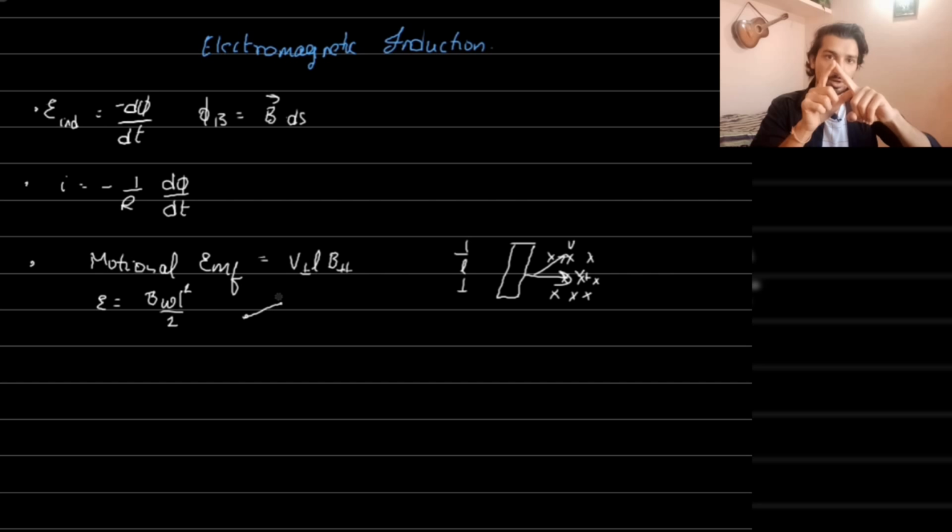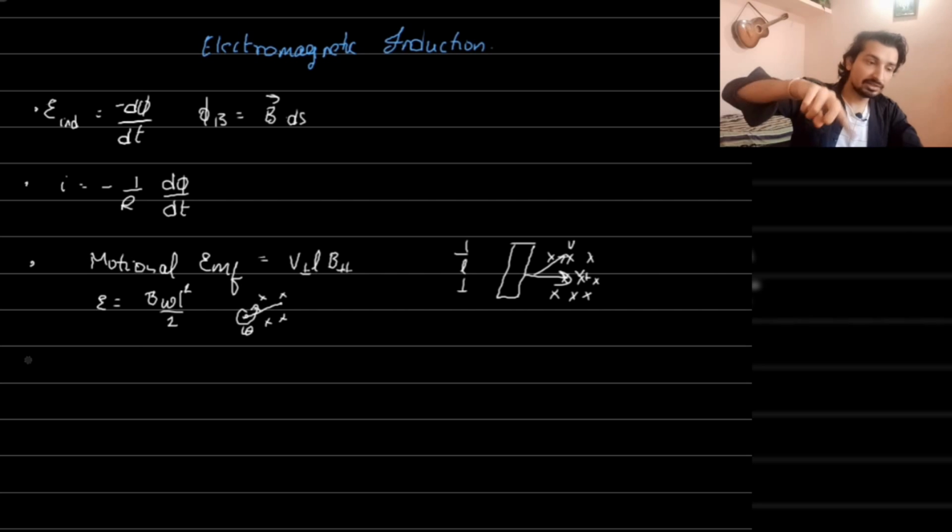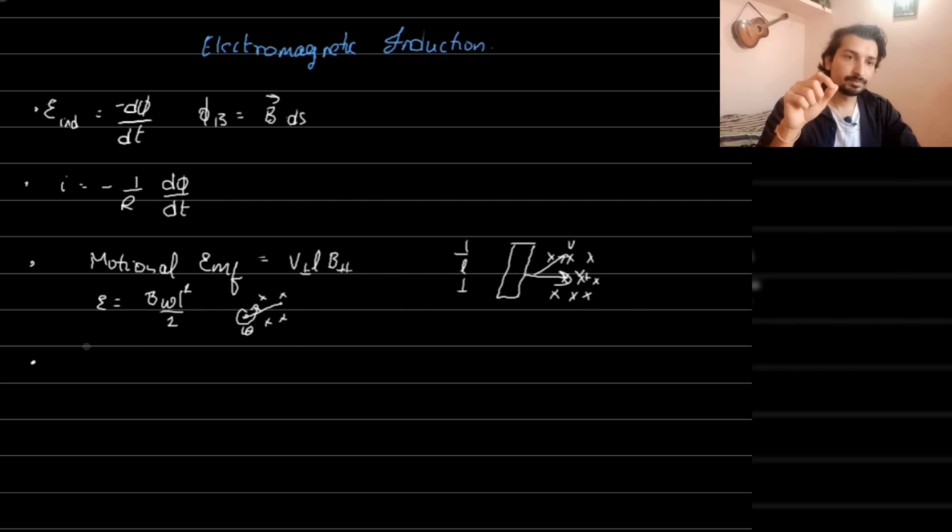Whatever is the length of the rod or length of wire, multiply that by the magnetic field, whatever was the value, multiplied by omega. Omega is angular velocity, with what speed it is rotating, divided by 2. So it is B omega L square by 2.